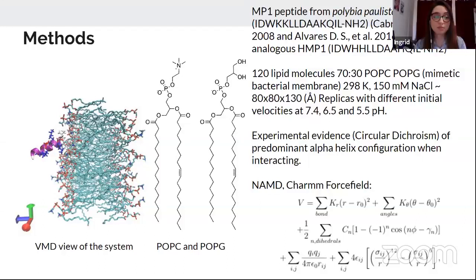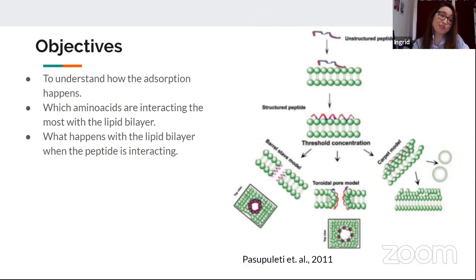I also built the system with the peptide in an alpha helix configuration because we have experimental evidence that this is the predominant configuration when the peptide is interacting. I used NAMD and the CHARMM force field for this simulation. The objective of my work is to understand how the adsorption happens, because we can have different types of adsorption, which amino acids are most important in this adsorption, and what happens with the lipid bilayer when the peptides interact.